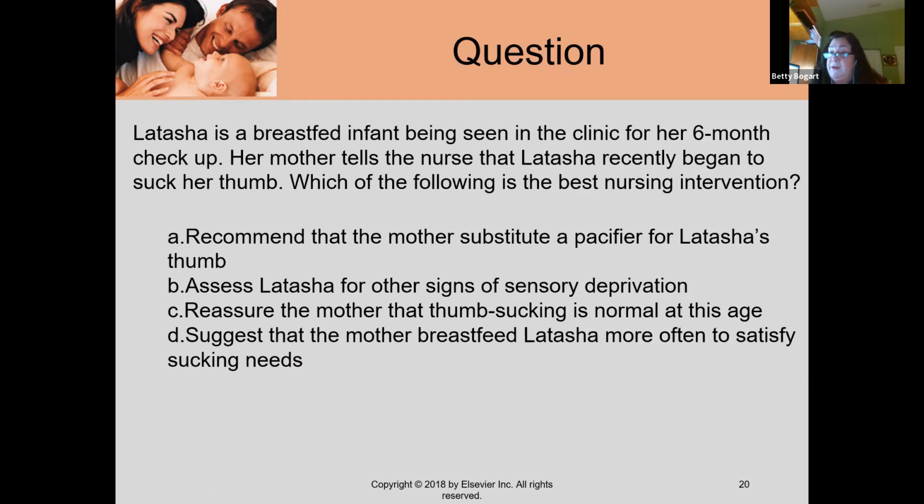So, question. Letitia is a breastfed infant being seen in the clinic for her 6-month checkup. Her mother tells the nurse that Letitia recently began to suck her thumb. Which of the following is the best nursing intervention? Well, is it wrong to suck her thumb at 6 months?